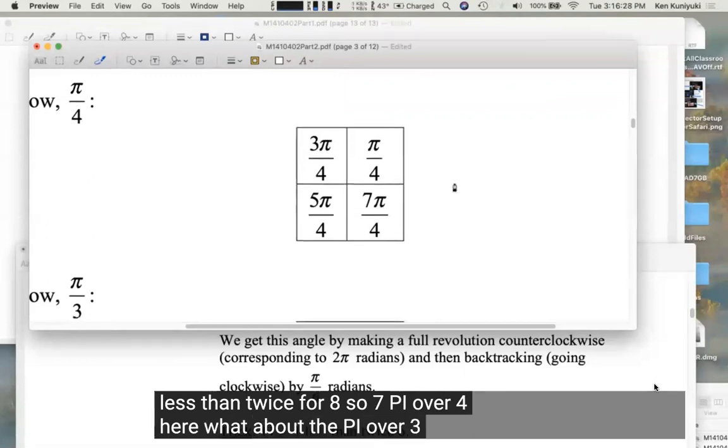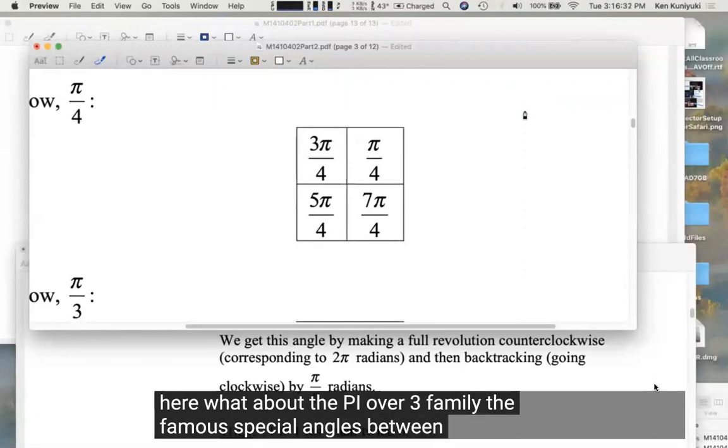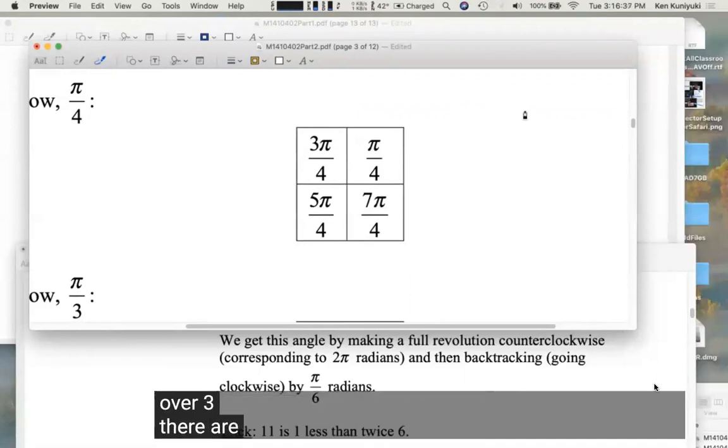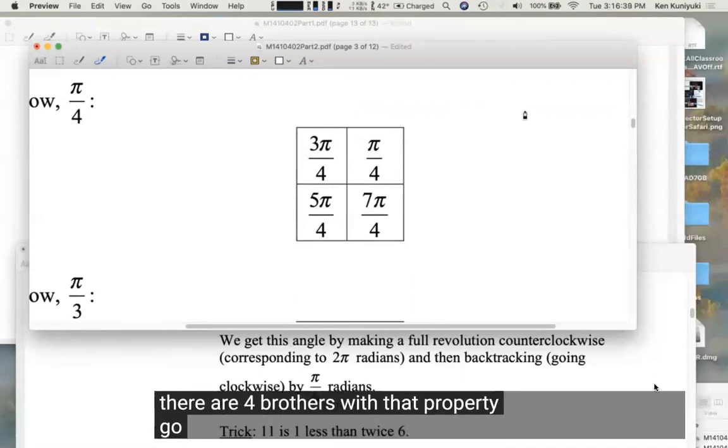What about the pi over 3 family? The famous special angles between 0 and 2 pi radians with a reference angle of pi over 3. There are 4 brothers with that property. Go. Follow this pattern.